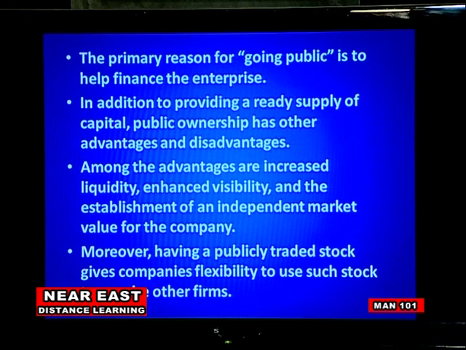The primary reason for going public is to help finance the enterprise in addition to providing a ready supply of capital. Public ownership has other advantages and disadvantages. Among the advantages are increased liquidity, enhanced visibility, and the establishment of an independent market value for the company. Moreover, having a publicly traded stock gives companies flexibility to use such stock to acquire other firms.